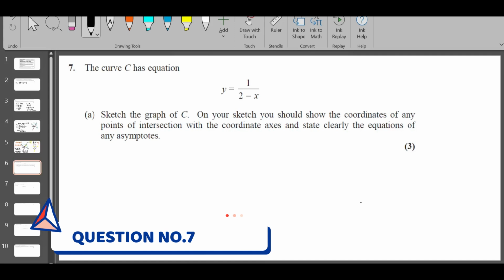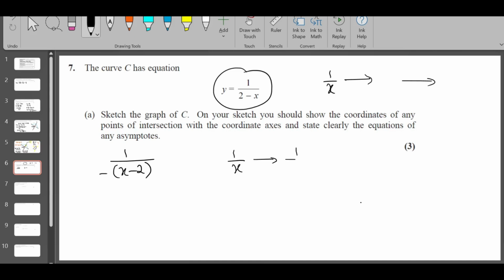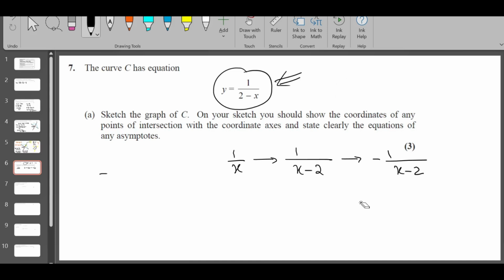Question number 7, they want us to sketch this graph. So you need to check from the reciprocal graph what transformations we can apply continuously to get to this graph. You can write this as 1 over minus of x minus 2, right? So from 1 over x, you apply the translation 1 over x minus 2 first. That's a translation. And then you put a negative sign in front, that's a reflection. So you will get this graph, right? So that's what we are going to do.